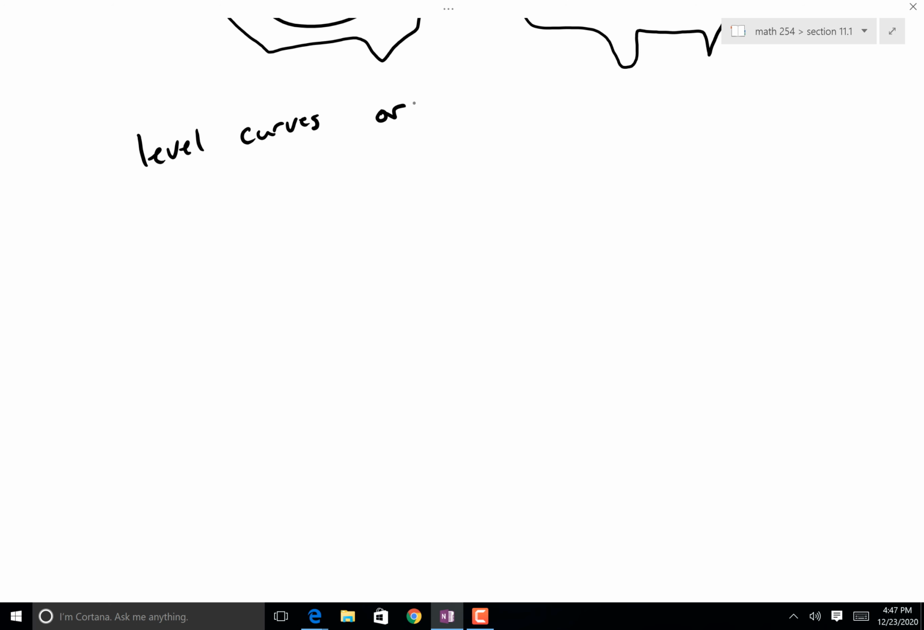I hate when my brain goes dead for a second. Level curves, and come on, Jay, pull your head out. Level curves and contour plots. And I didn't even have to look it up. As soon as I pulled the book over, I was like, duh.